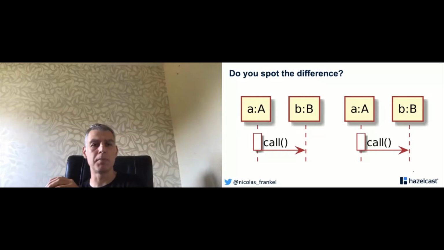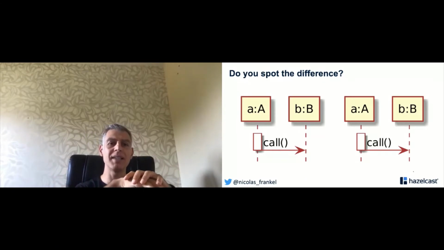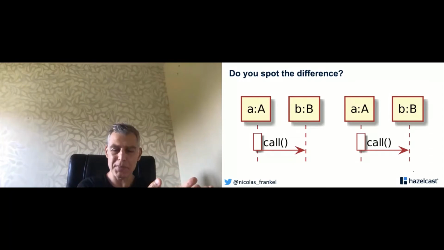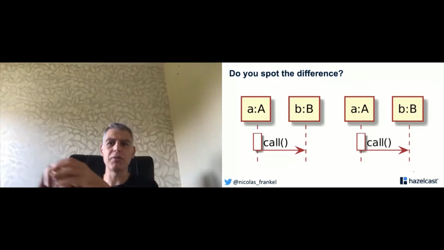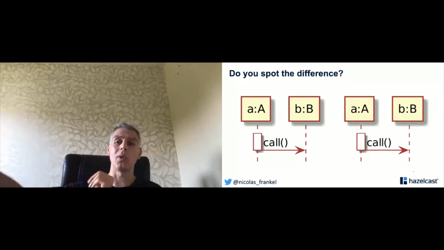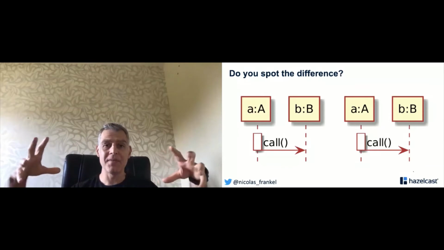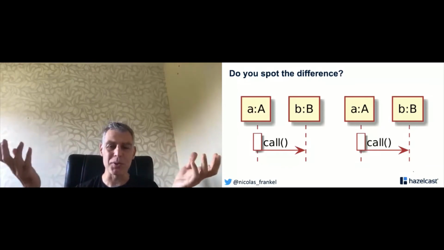So, for example, on the left, you would say, this is an API call inside the JVM. And on the right, this is a microservice call. This is an HTTP call, and it goes through the network. And it would be designed the same way through UML.